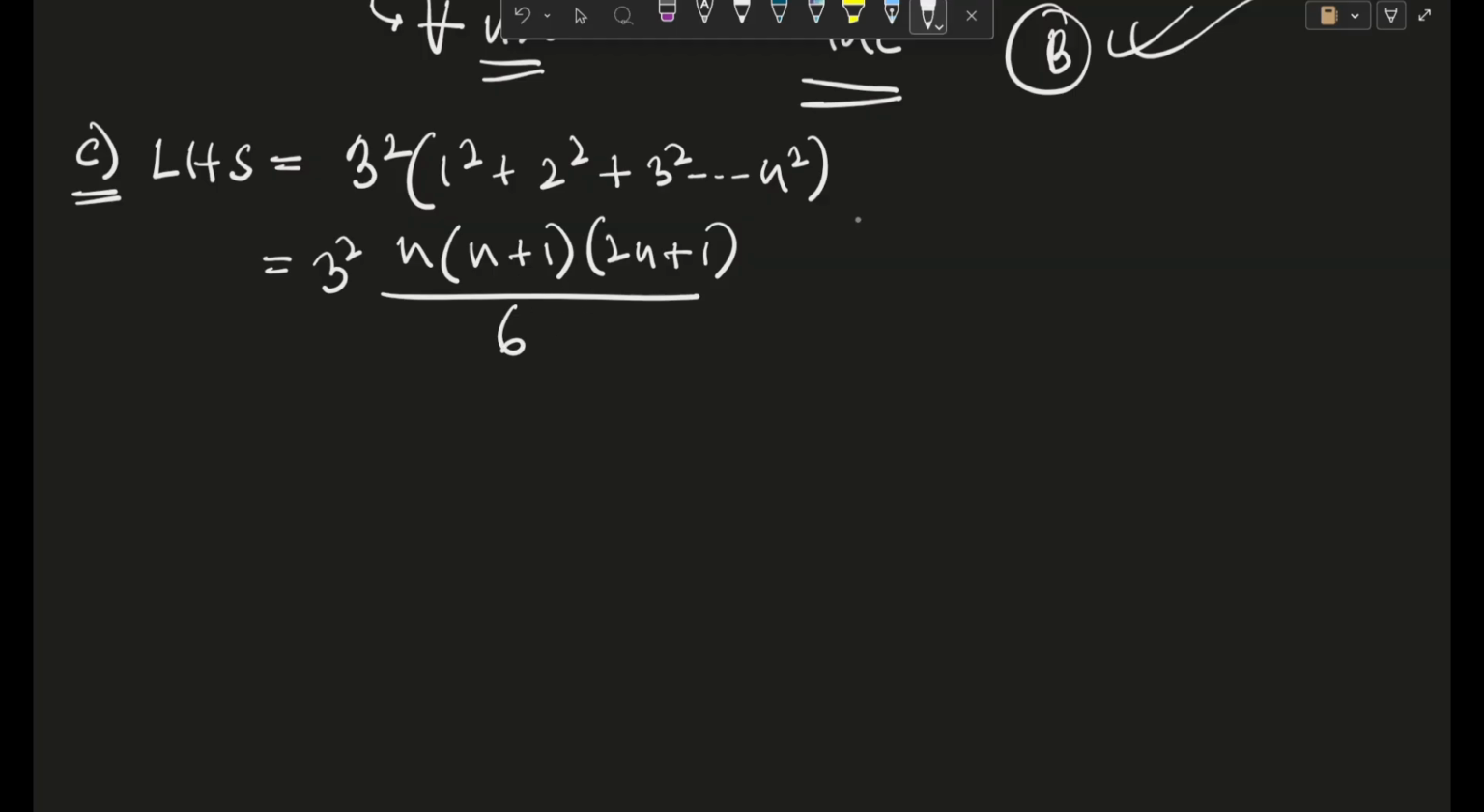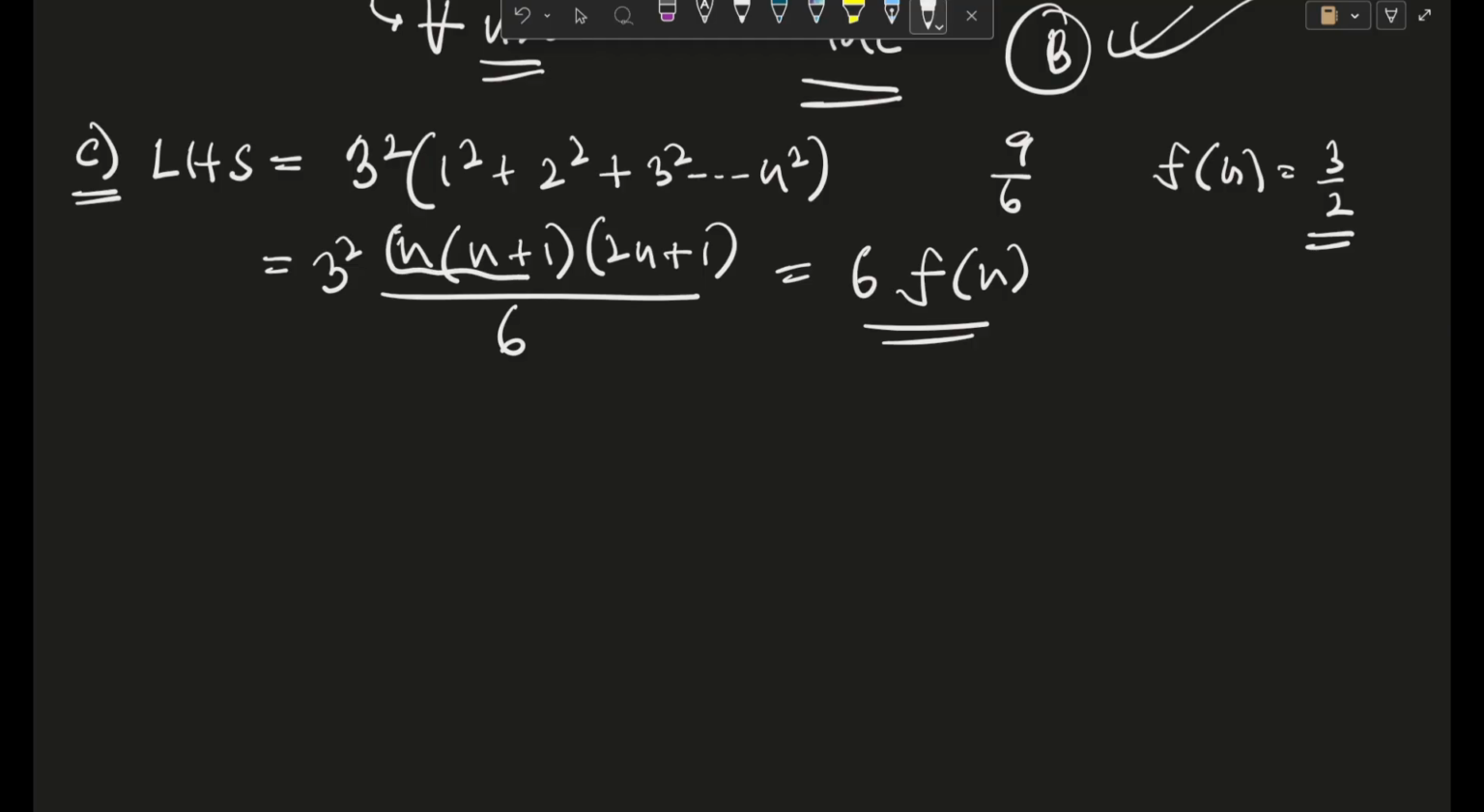And our f of n, as far as I remember, had a factor of 3 by 2 here. So 3 by 2 multiplied by 6 gives 9 by 6. So this becomes 6 times f of n, because all the other bracket terms were exactly the same. So yes, our option number C is very, very correct.